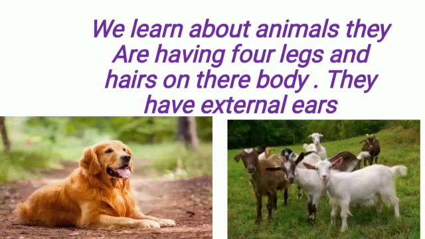Dear students, we have learned about classification of different kinds of animals. In that, first we learn about animals. They have 4 legs, 2 ears, and their skin is covered with hair. Now we will see the next classification of the animals.